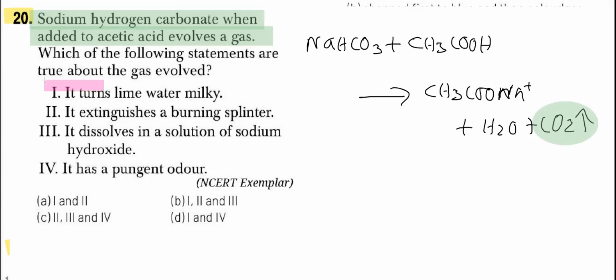The first says that it turns the gas so released... clearly the gas released is carbon dioxide, and as you know, carbon dioxide gas turns lime water milky. So this one is correct. The next part is it extinguishes a burning splinter. You should know that carbon dioxide is used as a fire extinguisher. So this, extinguishes fire, is correct.